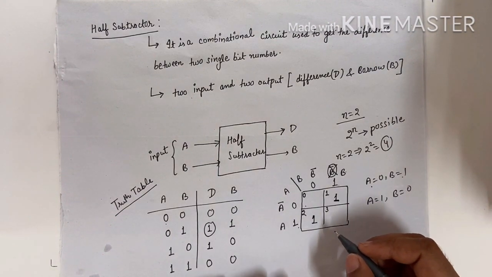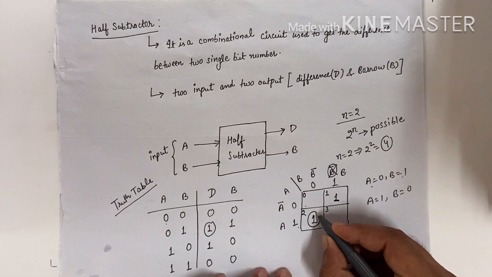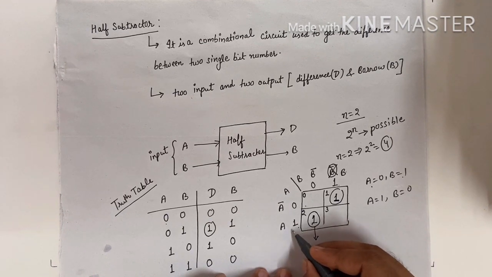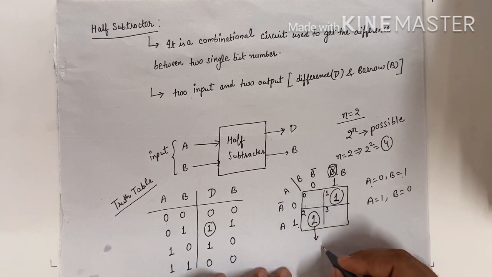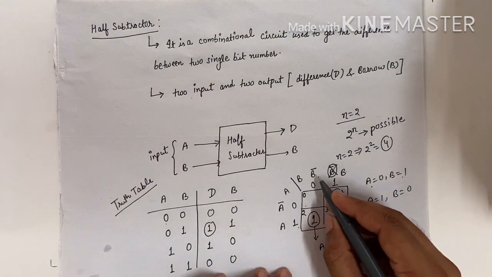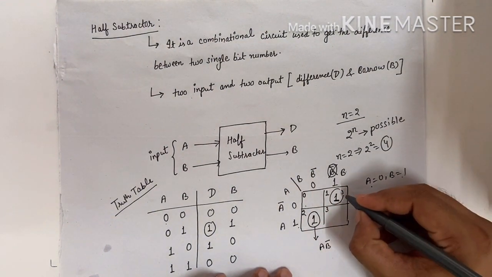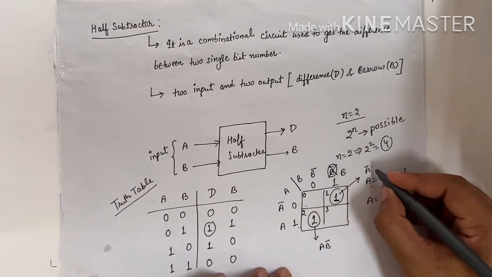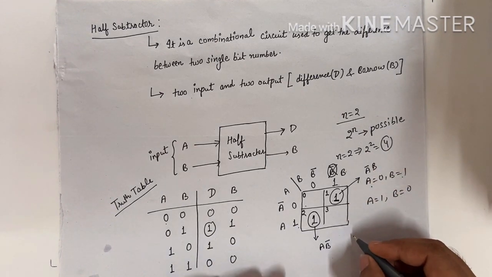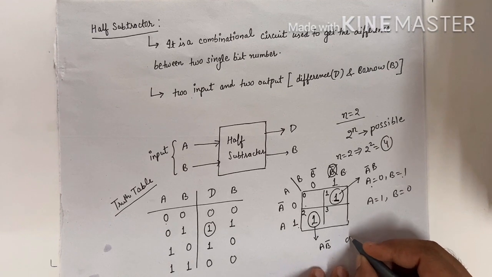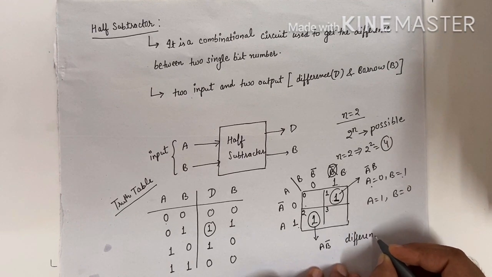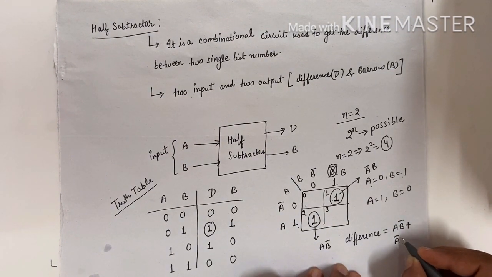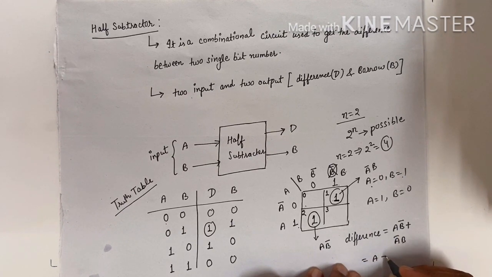Okay. Now we can do the grouping. This is a single grouping and this is a single grouping. Now we consider this group. We can see on the left A is written, so we write A. On the top we can see B complement, so we write B complement. Similarly, we can group this: on the left A complement is there, on the top we can see B. Now we can write in the sum of product form, then we get difference equals A B complement plus A complement B. Then we can write it as A XOR B.